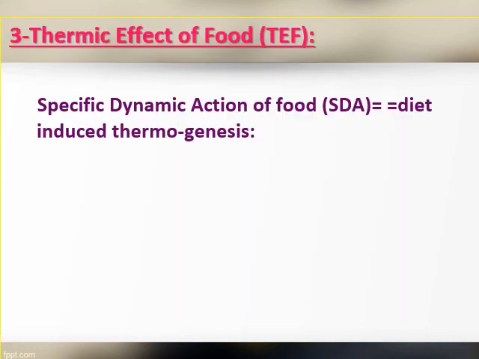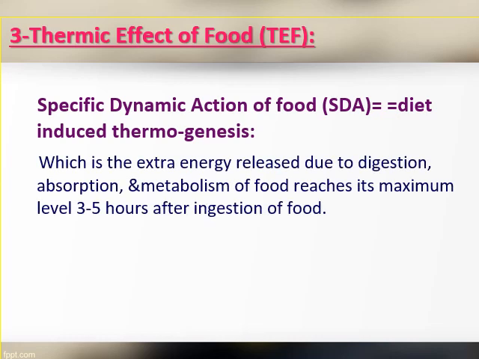The third component of total energy requirement is the thermic effect of food, or specific dynamic action of food, equal to the diet-induced thermogenesis. It is the extra energy released due to digestion, absorption, and metabolism of food. It reaches its maximum level 3 to 5 hours after ingestion of food.